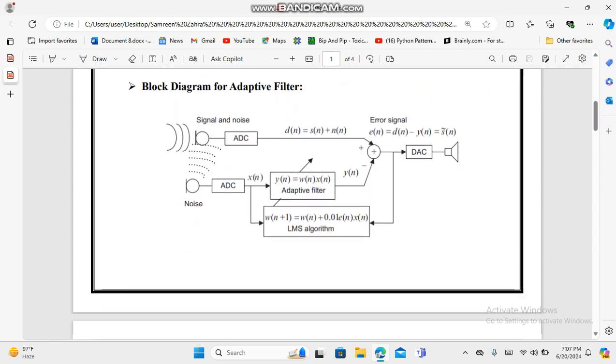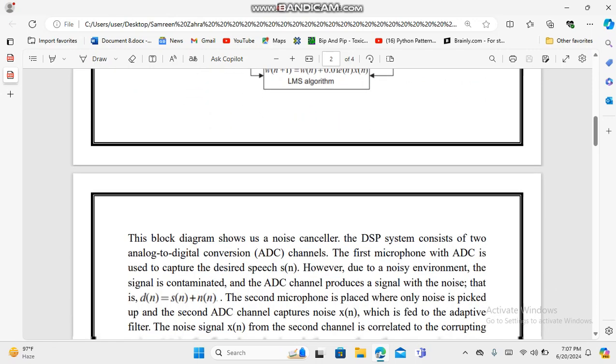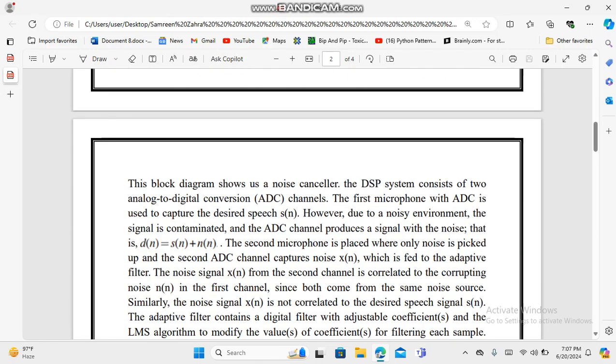Now moving toward the block diagram, here is the major block diagram of adaptive filters. This block diagram shows how noise is cancelled by using adaptive filters. So this block diagram shows us a noise canceller. The DSP system consists of two analog to digital conversion channels. The first, a microphone with ADC, is used to capture the desired speech, S of n. However, due to a noisy environment, the signal is contaminated and the analog to digital converter channel produces a signal with the noise. That is, D of n equals S of n plus N of n.